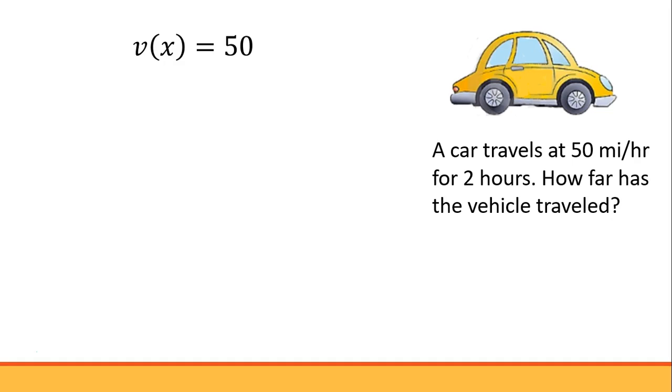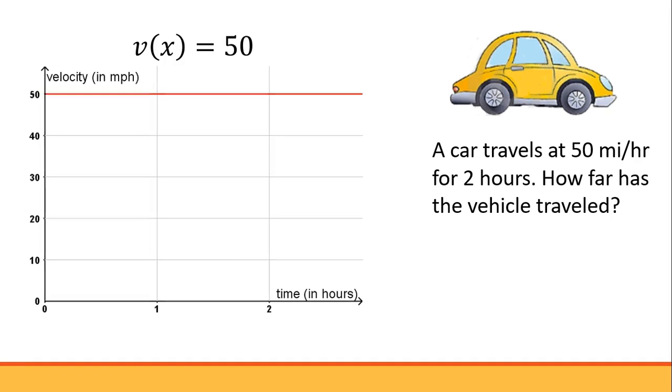50 miles per hour. We could write a velocity function that looks like this: V of x equals 50, where x represents the number of hours traveled. So no matter how many hours this car travels, the velocity is a constant of 50 miles per hour. If we graph the velocity function, we'd have something that looks like this, where the horizontal axis represents the time and the vertical axis represents the velocity.